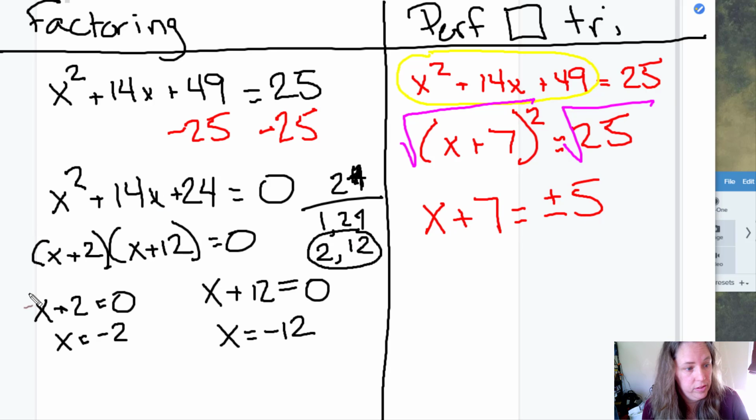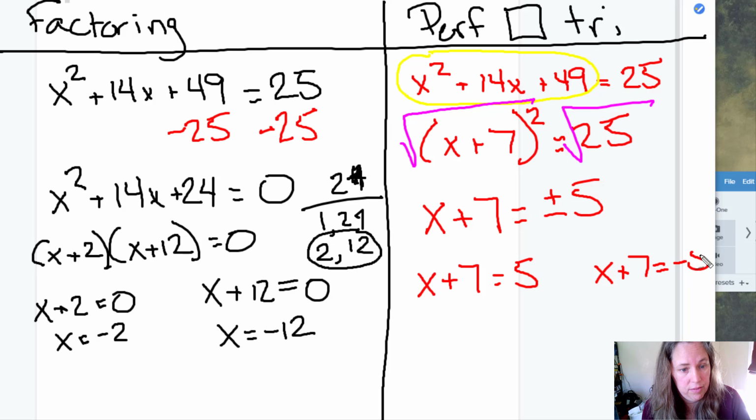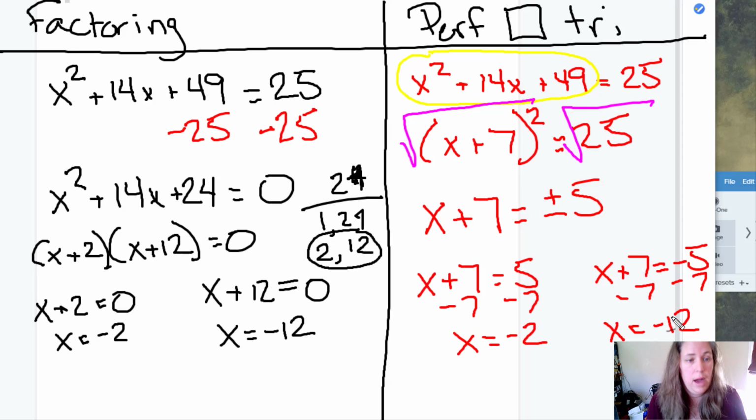Just like on the factoring side where we had two cases, we're still going to have two cases. We're going to have x plus 7 equals 5 and x plus 7 equals -5. This one, x plus 7 equals 5, is going to give us our -2 solution, and x plus 7 equals -5 gives us our -12 solution. So why have a second method?